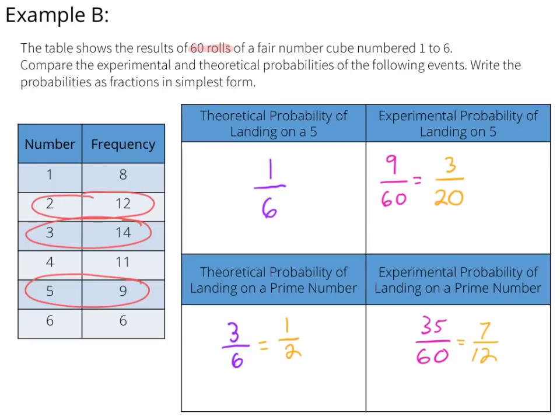But if I were to roll the number cube again, I would still have half a chance of getting a number that is prime. Remember, theoretical probability does not change. Experimental probability changes every time that we do an experiment.